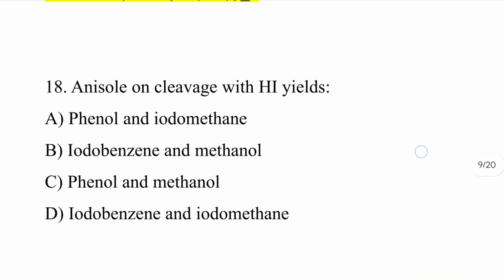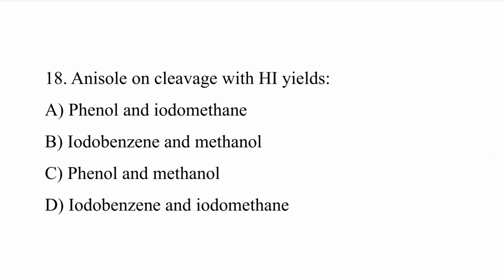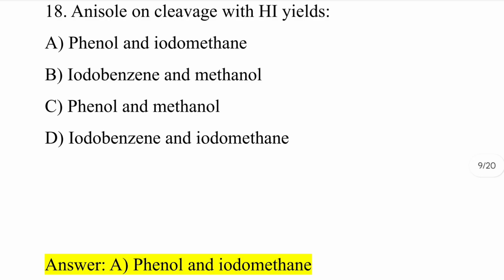Next, 18th question. Anisole cleavage with HI yields option A, phenol and iodomethane, option B, iodobenzene and methanol, option C, phenol and methanol, option D, iodobenzene and iodomethane. The correct answer is option A, phenol and iodomethane.